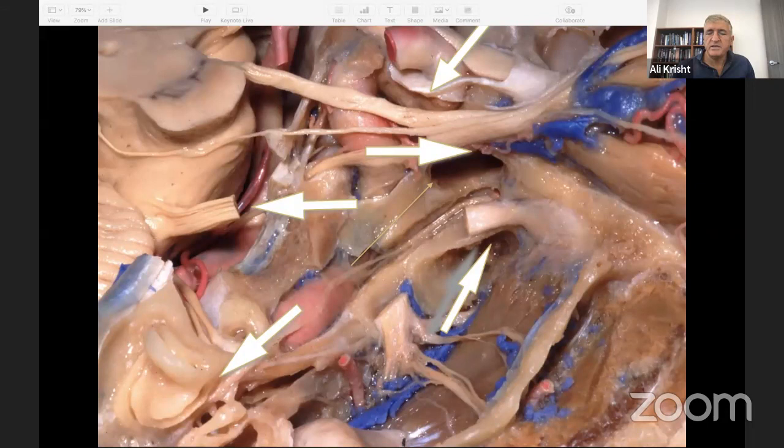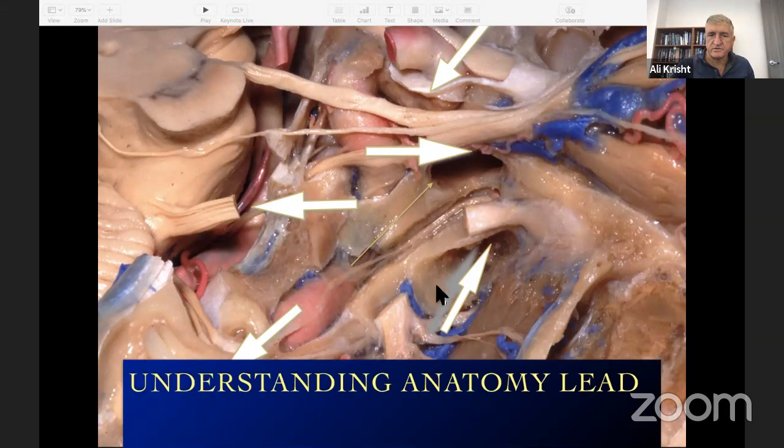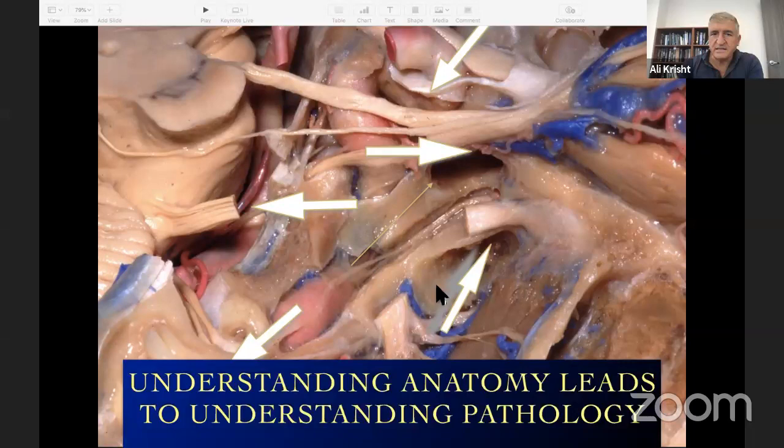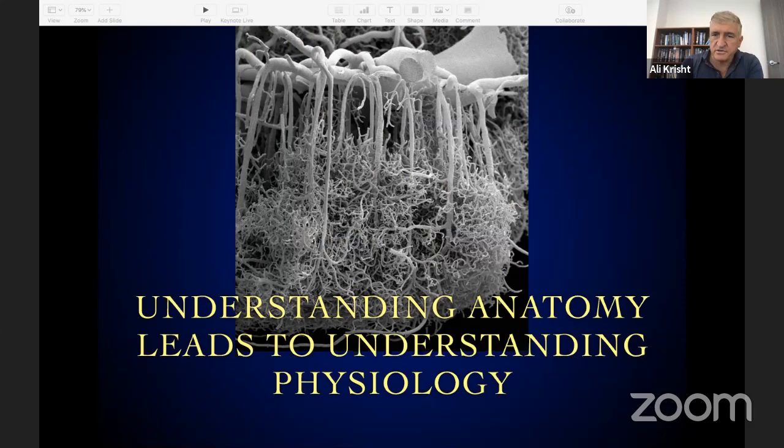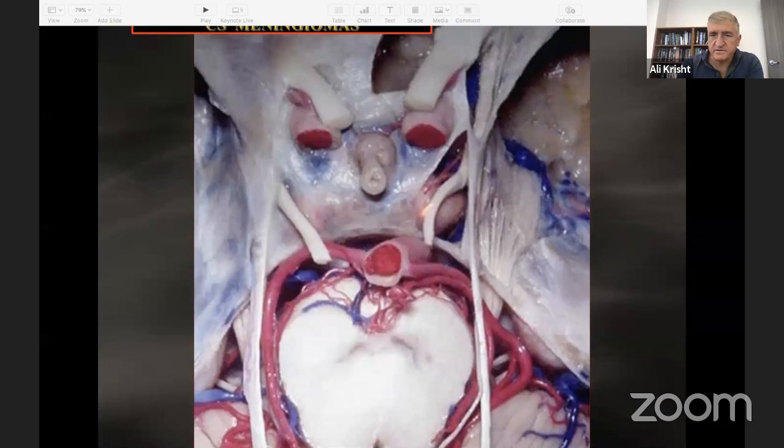The only way you can achieve it is if you know how to unfold every corner of the cavernous sinus and the different paracellar regions where these tumors hide. So understanding anatomy will lead to understanding the pathology. And when we understand anatomy, then even understanding the physiology of these lesions becomes more clear. We have to go to that level of understanding.